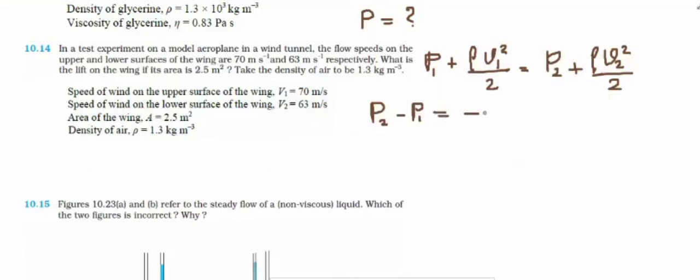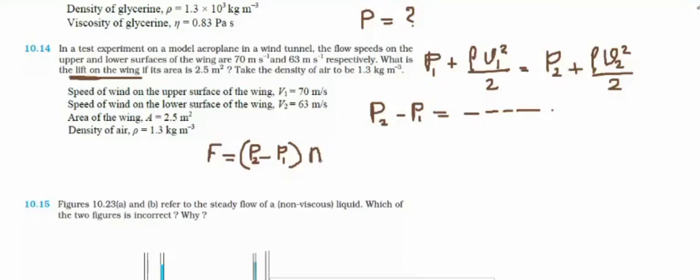Find the value of P2 minus P1. And you are asked what is the lift on the wing. Lift on the wing means what force is obtained by the wing from the air. So how do you calculate that? Force is equal to pressure difference into area. P2 minus P1, which you have calculated in the first part, into area.